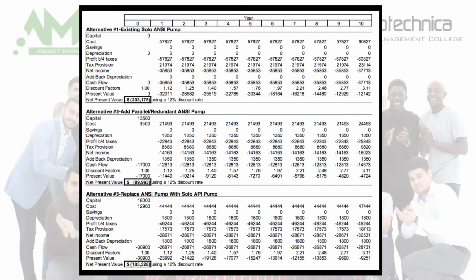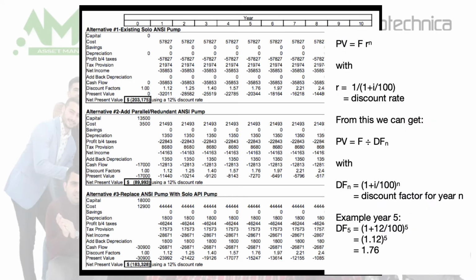Line 8. The discount factor as read off from tables or calculated. The discount rate in this case was given as being 12%. In the first lifecycle cost video, the formula for the present value was given. This is now transposed to the formula shown.